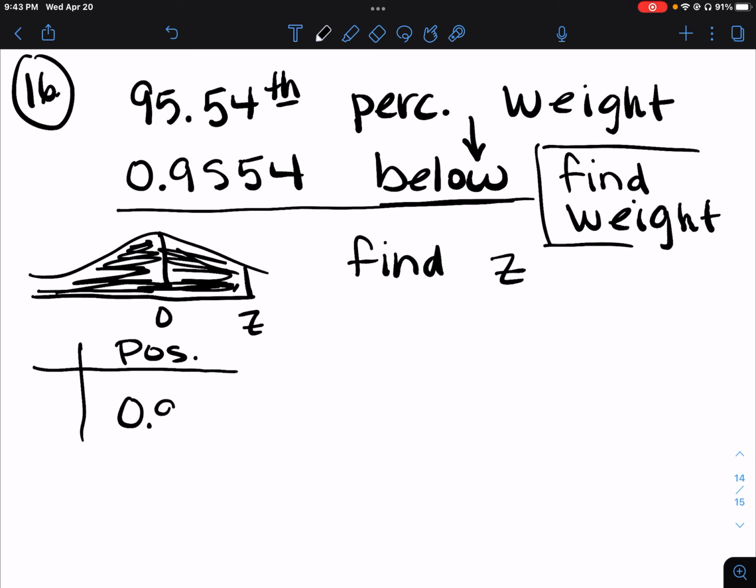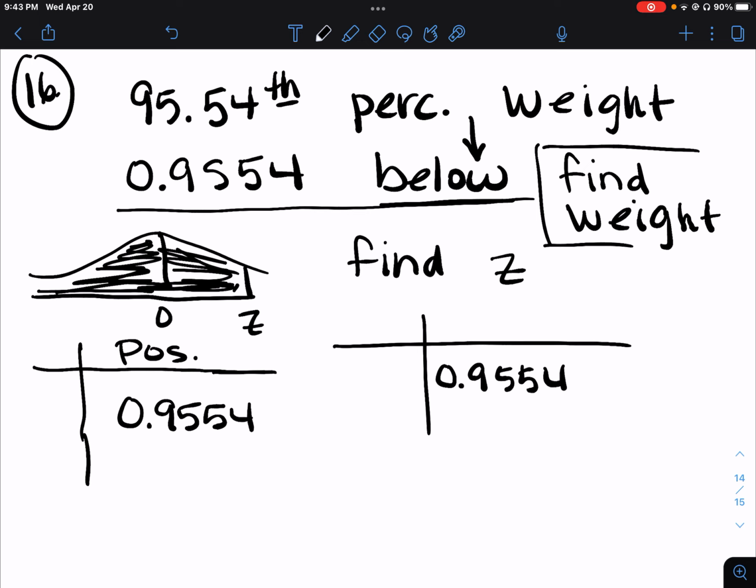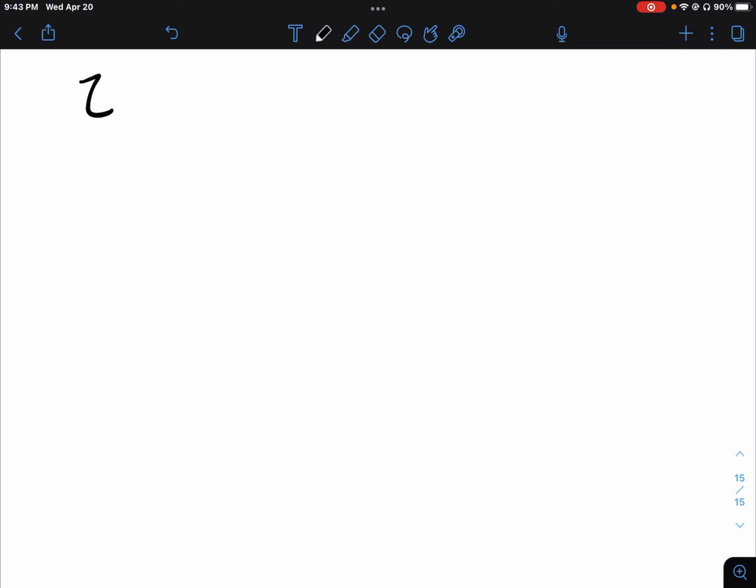We're trying to find 0.9554 in the body of the chart. Now this is a nice one because it is there. You'll find that on the 1.7 row under the 0.00 column. So that means the z-score was 1.70 or 1.7. So the z-score is 1.7, but that's not the actual weight.